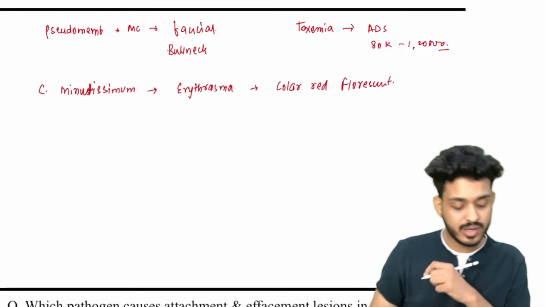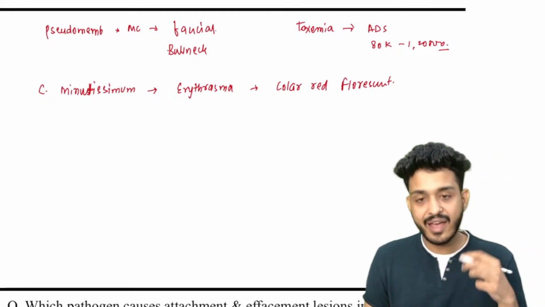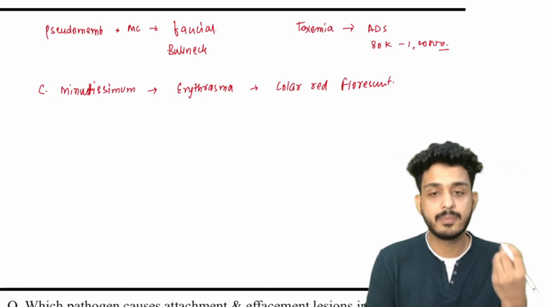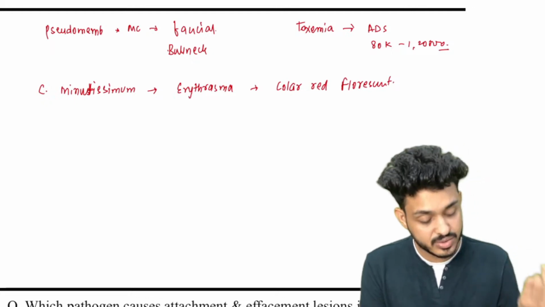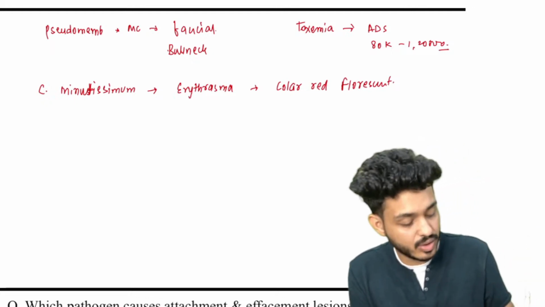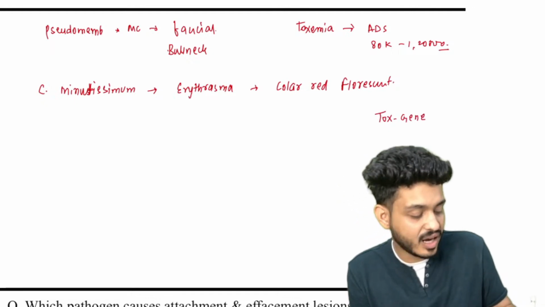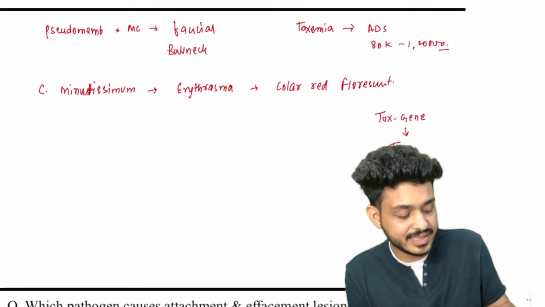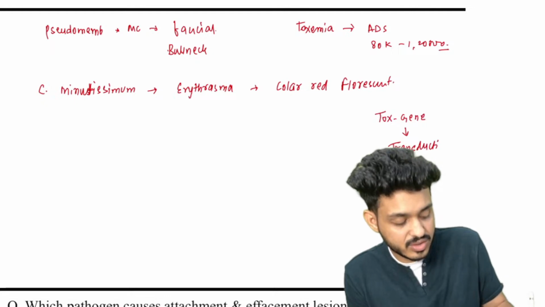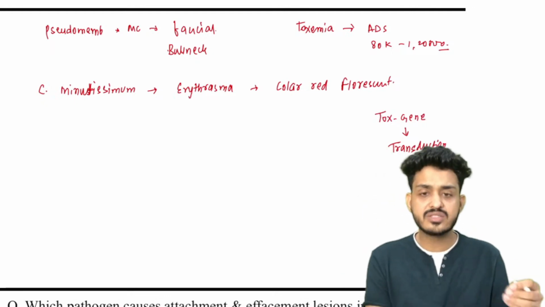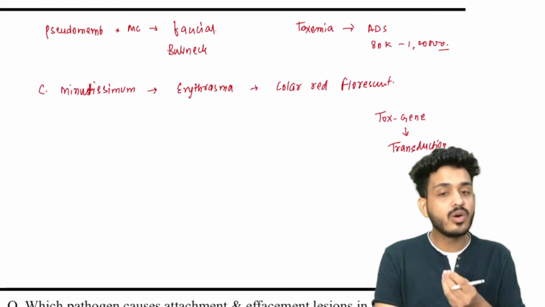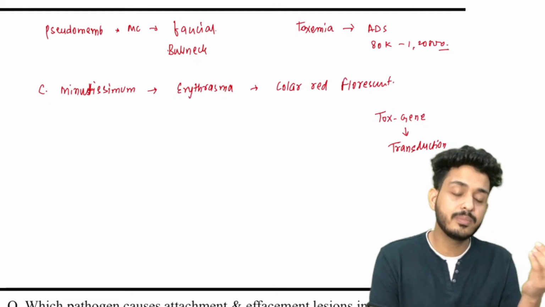Okay, coral red fluorescence. Every diphtheria bacterium is not pathogenic. They are made pathogenic with the help of a gene known as the tox gene. Basically what we have studied before, like transduction. Because of transduction, lysogenic conversion is happening, and non-pathogenic bacteria are converting into pathogenic bacteria.